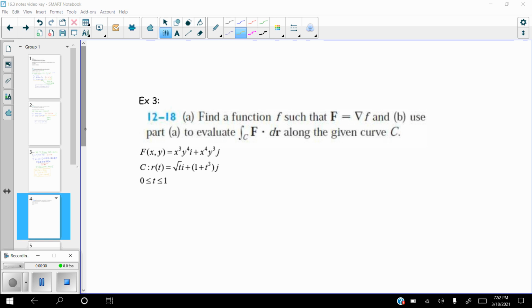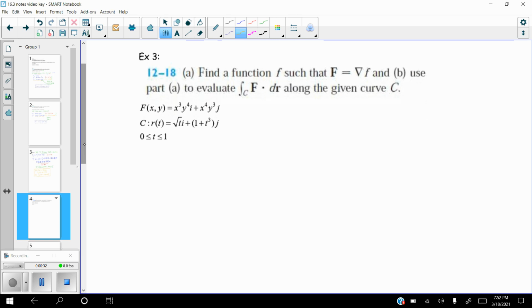So in problem number 3 here, it says find a function f such that capital F is the gradient of lowercase f. That's what we did in the last video. And then use part A to evaluate the line integral of F dot dr along the given curve C. So we're actually going to do this one in 2 different ways, or at least we're going to start one of them 2 different ways.